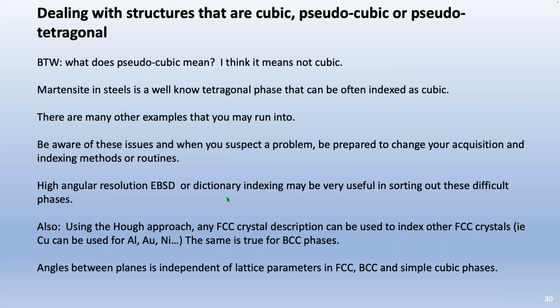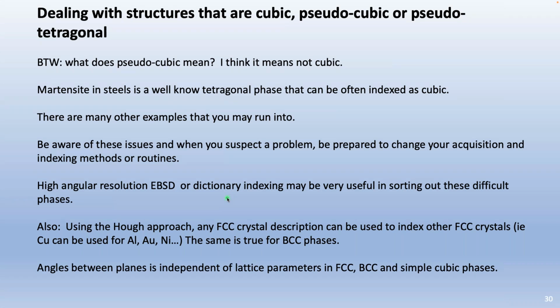If you look at your maps, you can decide if you have a problem. Oftentimes you'll see checkerboarding in these grains because the software using the Hough transform is having a hard time telling the difference between close a and b parameters in a sample. Something that might be orthorhombic, but only slightly orthorhombic, you may see some issues. Some ways to fix this may be applications of high angular resolution EBSD or dictionary indexing. These may be very useful in sorting out these difficult phases. Again, even dictionary indexing may have a problem with certain combinations of lattice parameters.